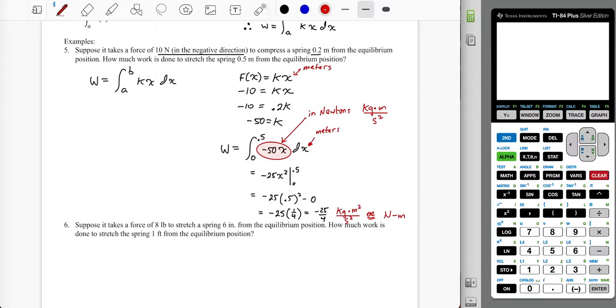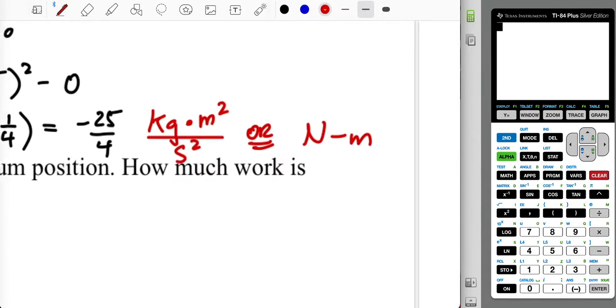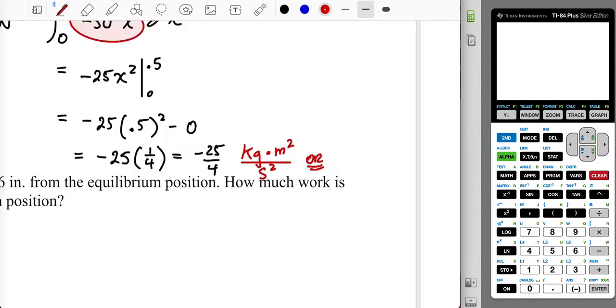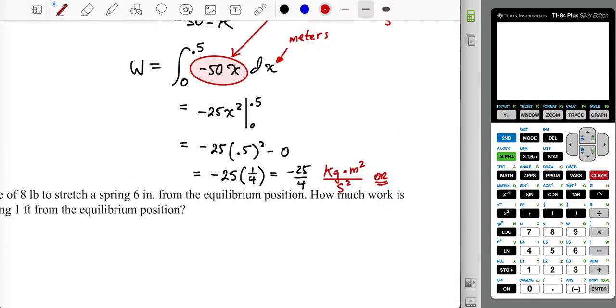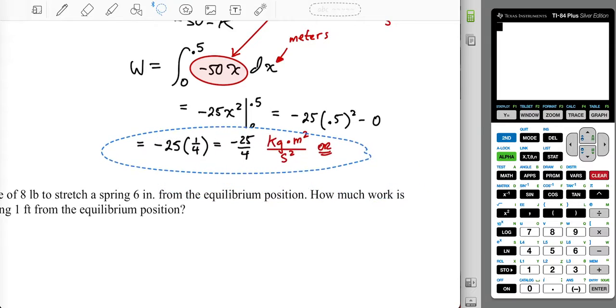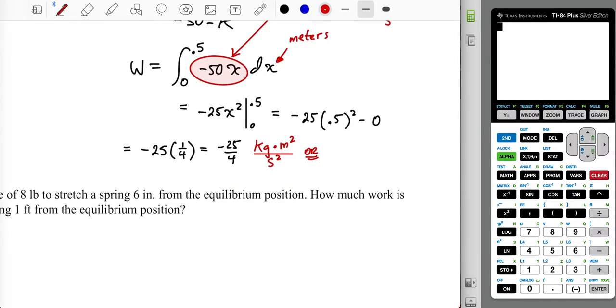For number 6, suppose it takes a force of... I'm actually going to write out Newton meters because I never really liked that way of expressing it, because it looks like subtraction. It's not really that big of a deal. Most people look at it and say it's a dash, but I'm using other operators, so it makes sense. So it's Newton meters.